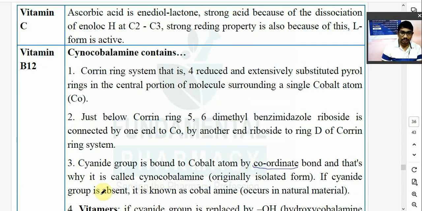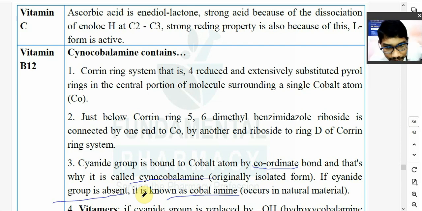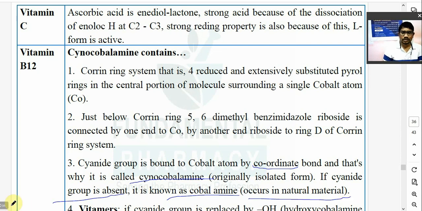That's why cyanocobalamine. Originally isolated form is known as cyanocobalamine. But if cyanide group is absent, अगर वो cyanide group absent है उसमें, it is known as a cobalamine. If cyanide group is present, it is known as cyanocobalamine. Right? याद रखना ही है. Cobalamine occurs in the natural material.